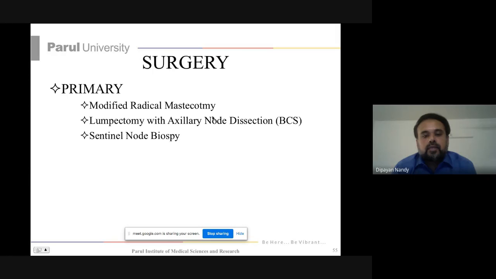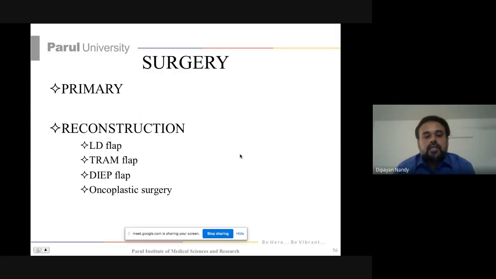Like I told you, nowadays we need not remove the whole breast, because certain females, rather most of the females, are now conscious of their image, of the cosmetic outcome, and they do not want to lose a very important part of their body. So what we can do is just remove the breast cancerous lump with adequate margins, and do a lymph node dissection, and the breast can be conserved. The conserved breast, of course, then needs to be reconstructed.